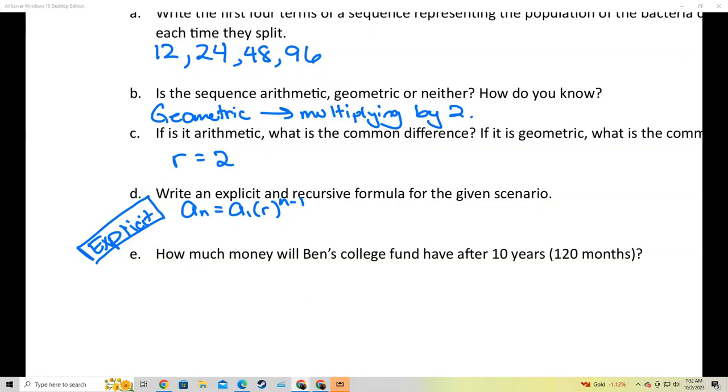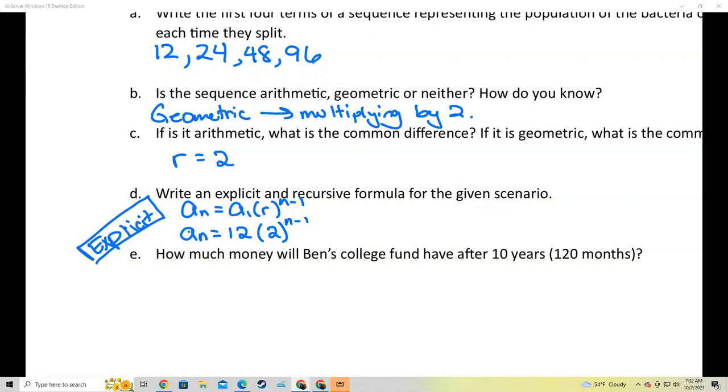Okay, now that I have that, I have some information. I know that my first term in this case is 12, and that my common ratio is 2. And so I'm going to write this as 12 times 2 to the n minus 1. There is my explicit formula.